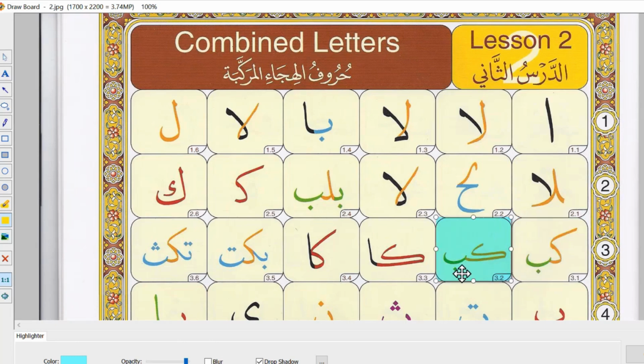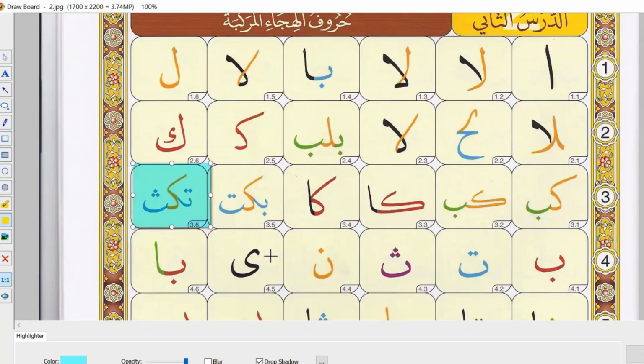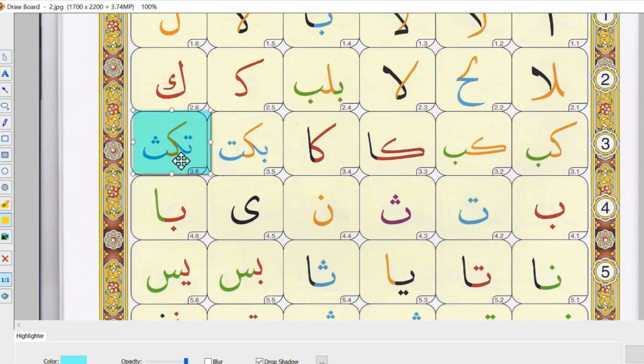Kaf ba. And the next one is here kaf alif. The next one also same. The shape is different, but the sound is same. Kaf alif, kaf alif. And the next one is here ba kaf ta, ba kaf ta. And the next one is here ta kaf sa, ta kaf sa.